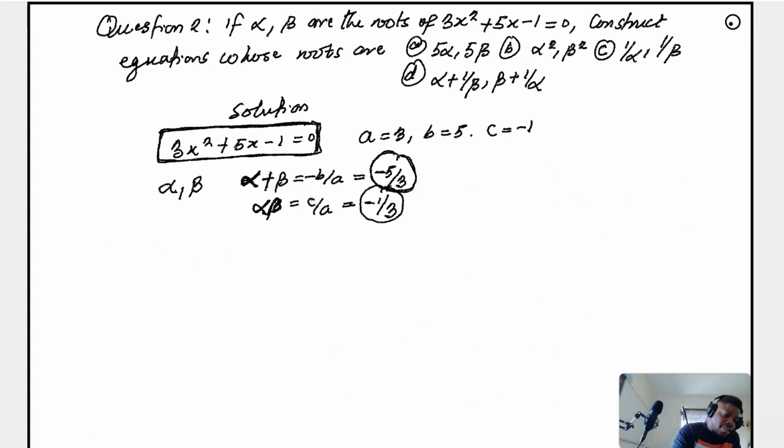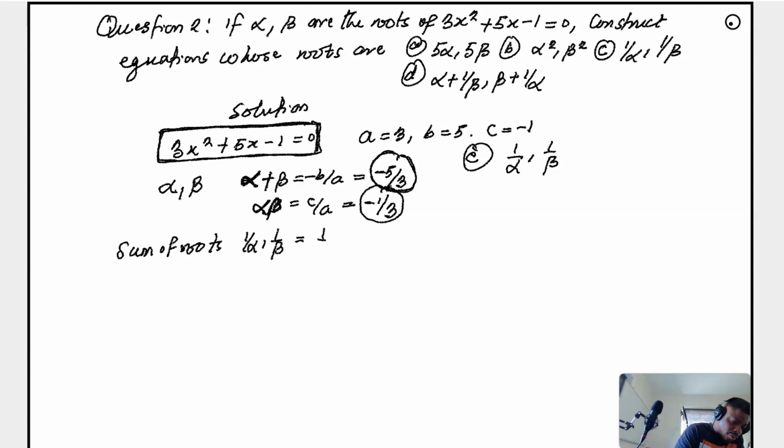Now let's take question C: 1 over alpha, comma, 1 over beta. We want to construct a quadratic equation using these roots. The first thing is that we need to do the sum of roots. These are the roots. So let's do the sum. Sum means I want to add 1 over alpha plus 1 over beta. This is the same thing as alpha plus beta over alpha beta, right? We've seen this in the previous question.